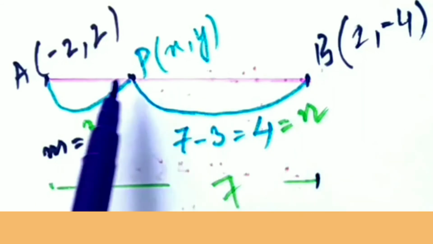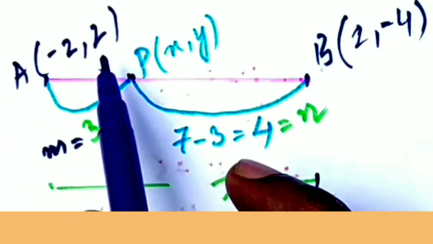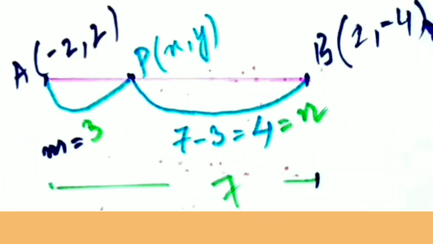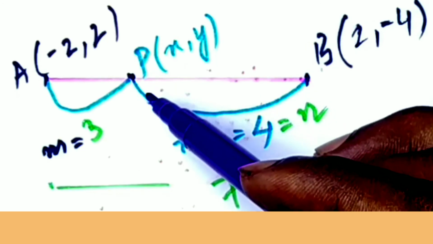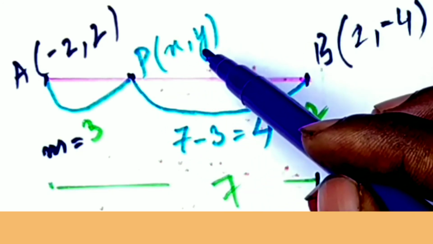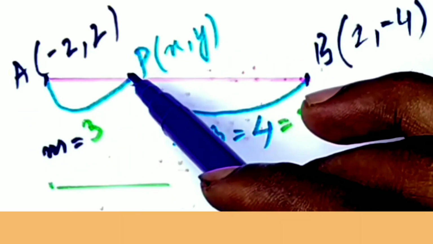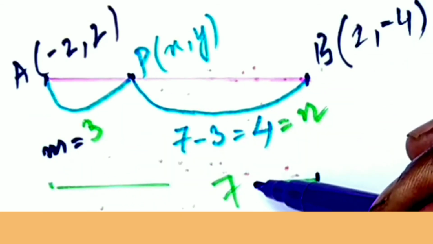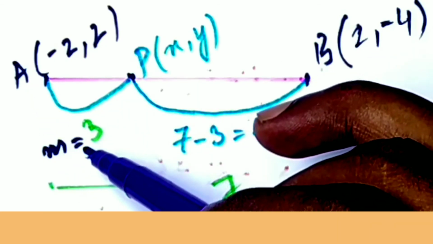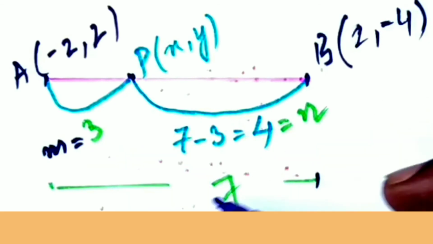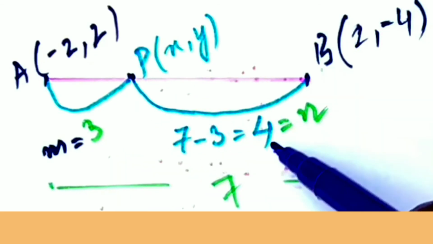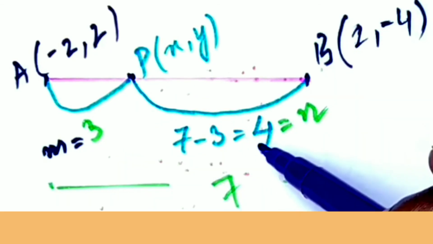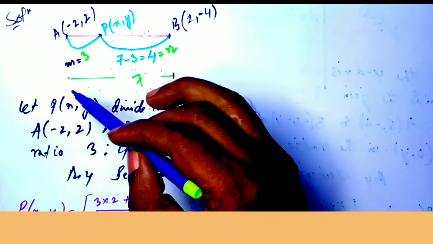AB we have drawn, A is (-2, 2) and B is (2, -4), and we have written P(x, y), which we are supposed to find out. So AP to AB is 3 is to 7. So AP is 3, so we write m equal to 3, and AB is 7. So PB we are supposed to find out. So 7 minus 3 is 4, which is n. So we write like this.